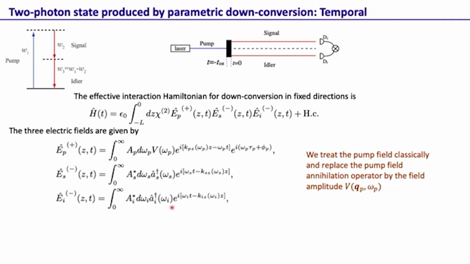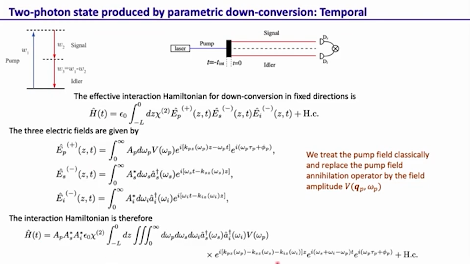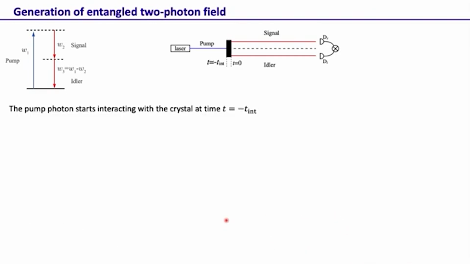And so now if we put these expressions into this Hamiltonian, this is what we get for the interaction Hamiltonian for the down conversion process. So that's this term plus this Hermitian conjugate. So now that we have derived the Hamiltonian, we want to derive the state that gets produced by the parametric down conversion.